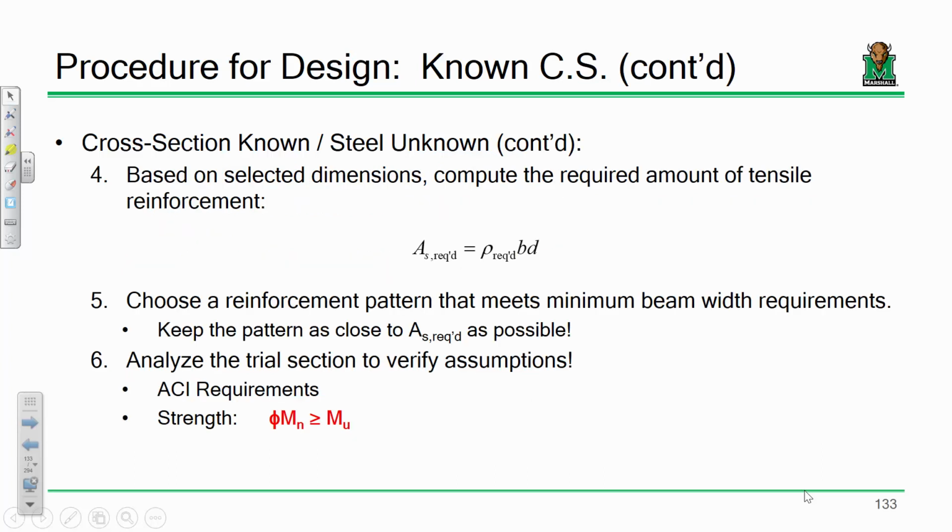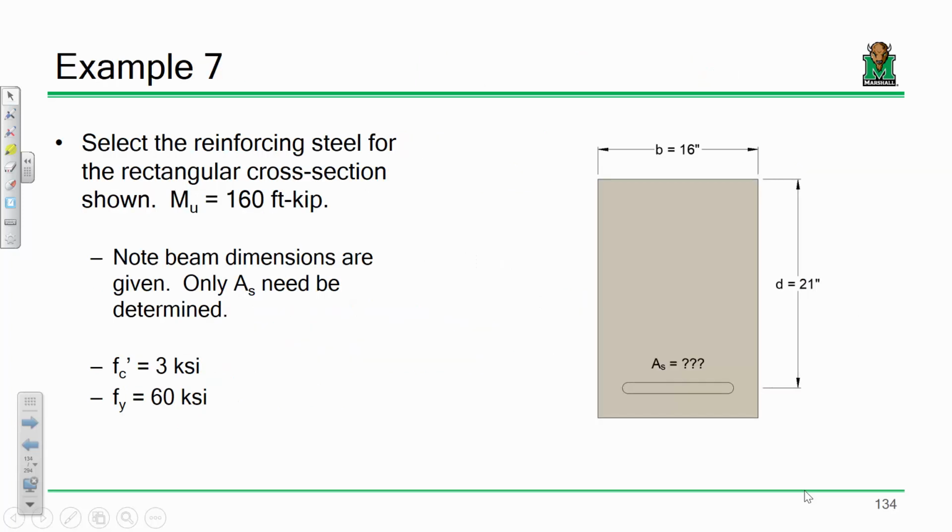And then we just take rho b d, pick a reinforcement pattern just like we did last time, and then go back and analyze the section to verify our assumptions. And when I say assumptions, the only assumption that we made is that phi equals 0.9. So we would want to verify that. We would also want to verify that we met the minimum steel requirement and that we met our strength requirements. Sound good? Okay. So I want to go through this problem here.